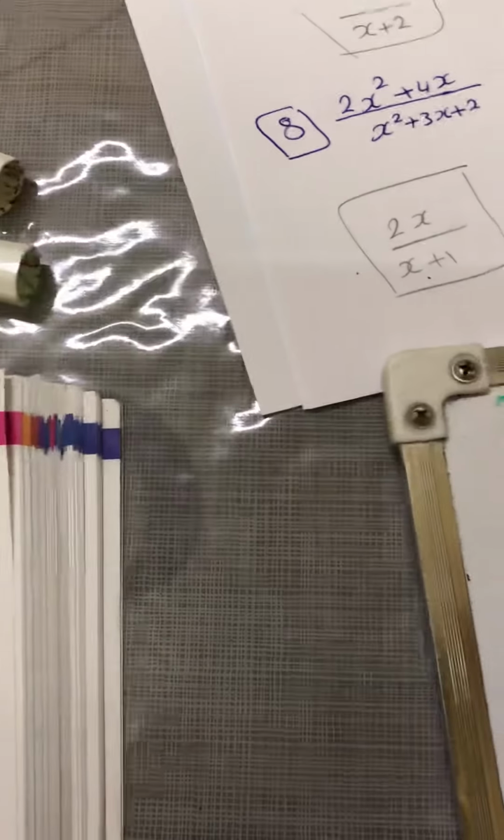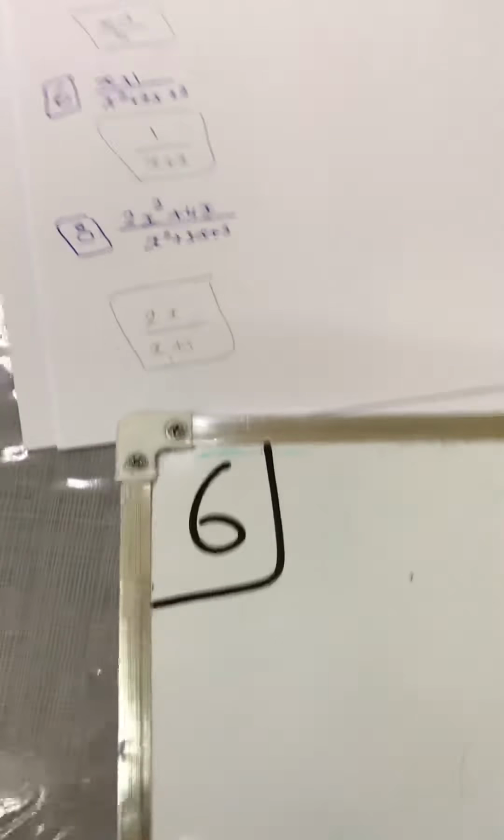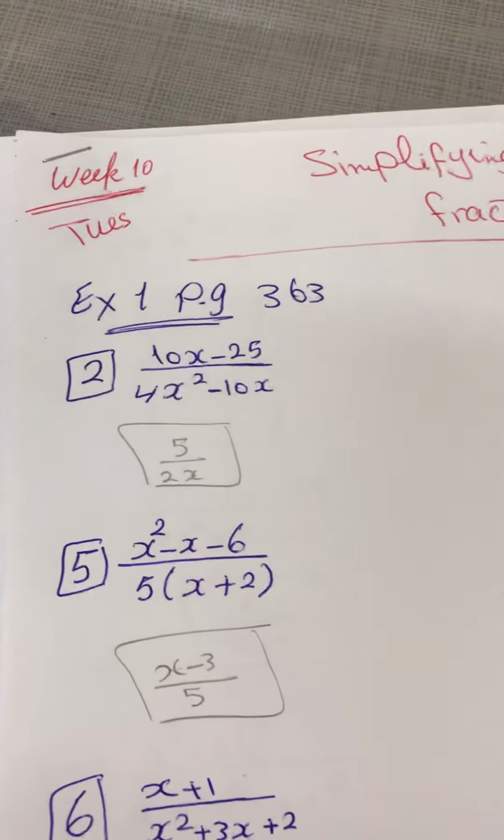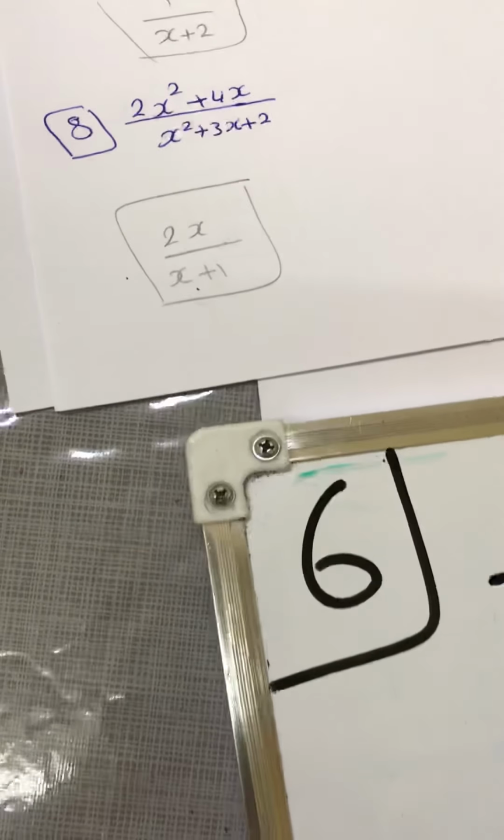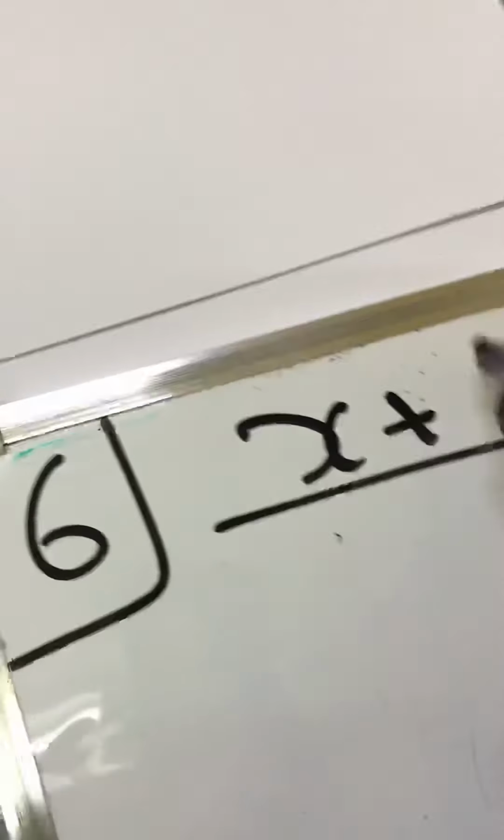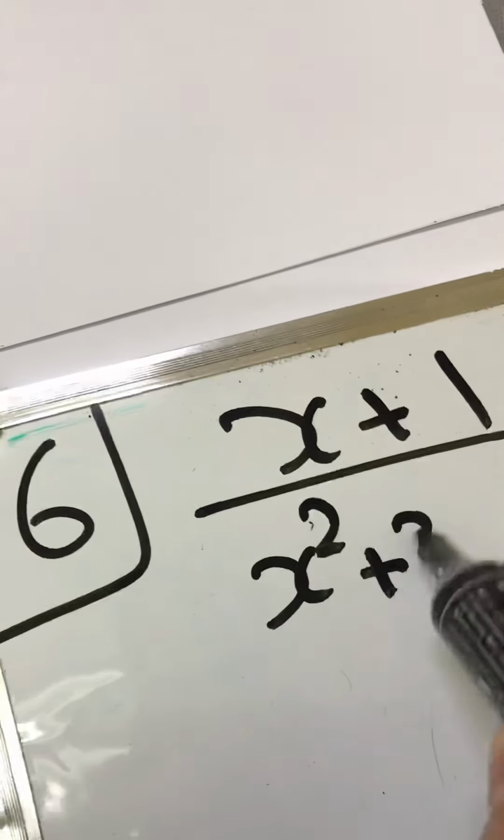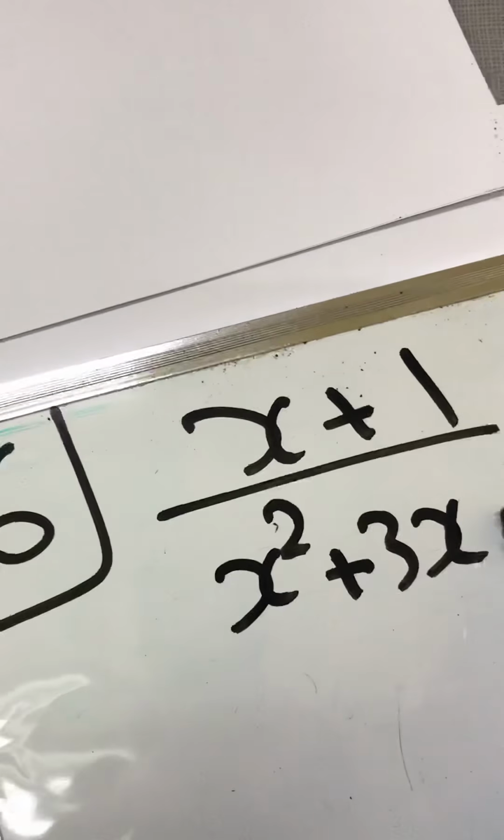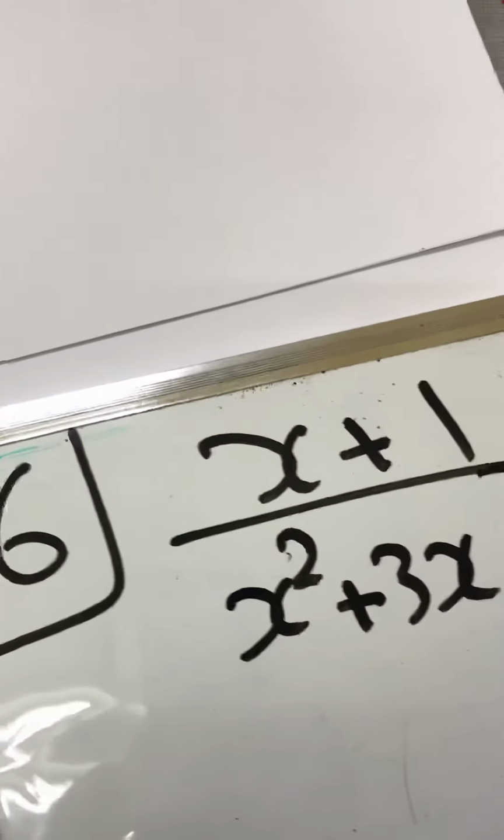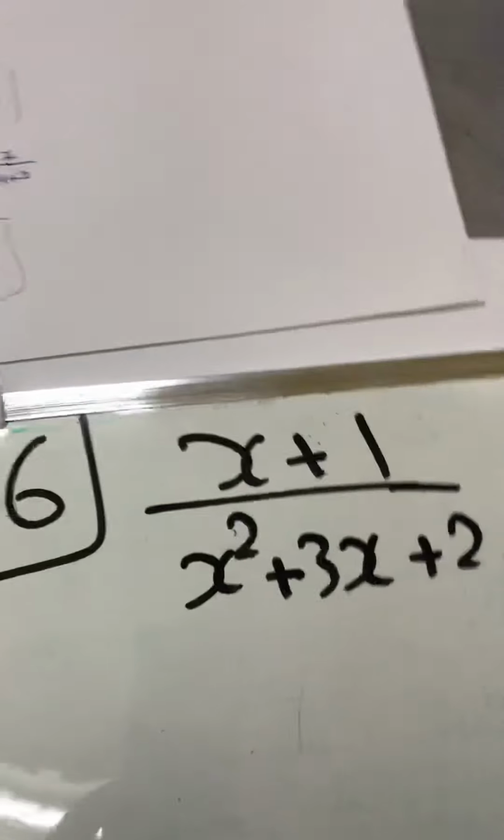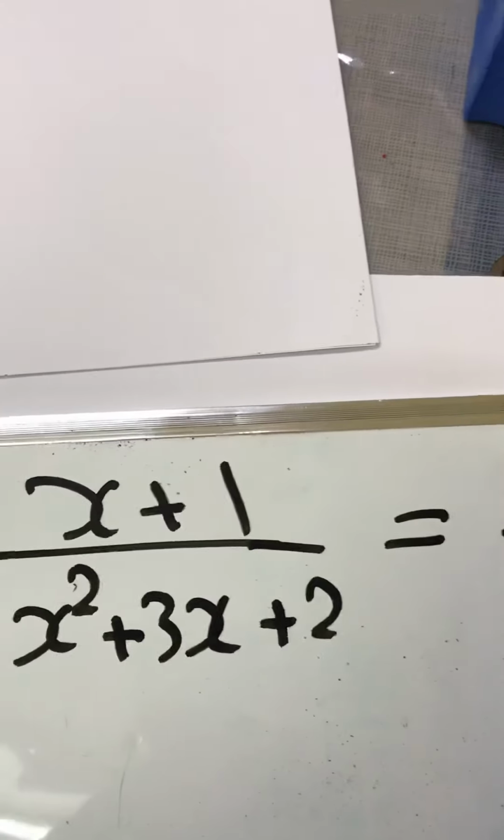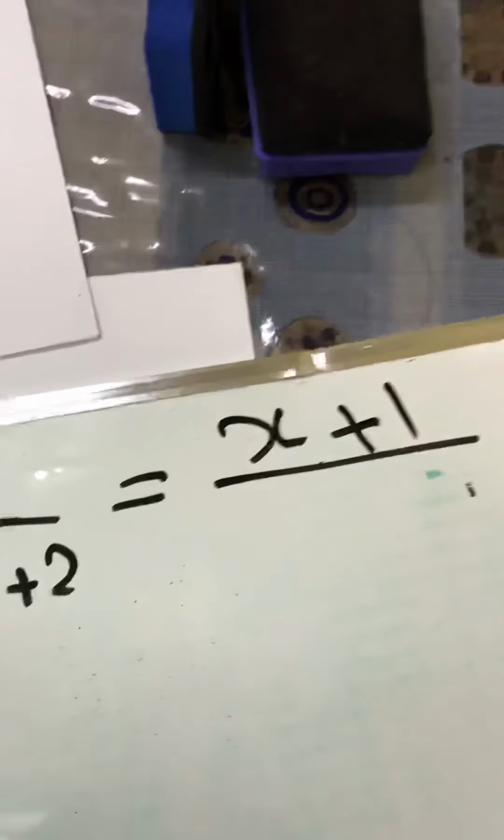Number 6, the same exercise. Exercise 1, page 336. Number 6. In number 6, we have x plus 1 over x squared plus 3x plus 2. Okay, look here. X plus 1, I can't make anything else. I keep it as it is.